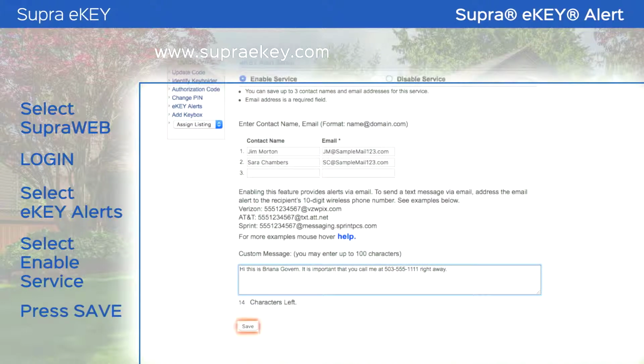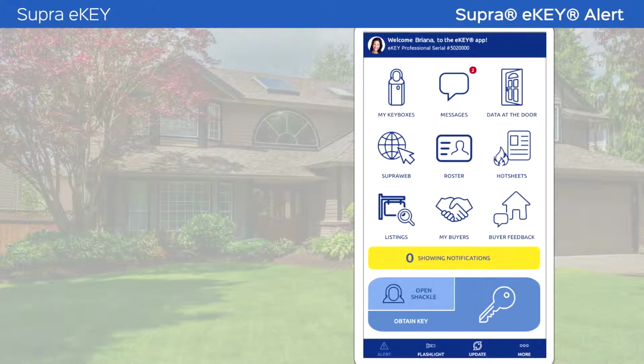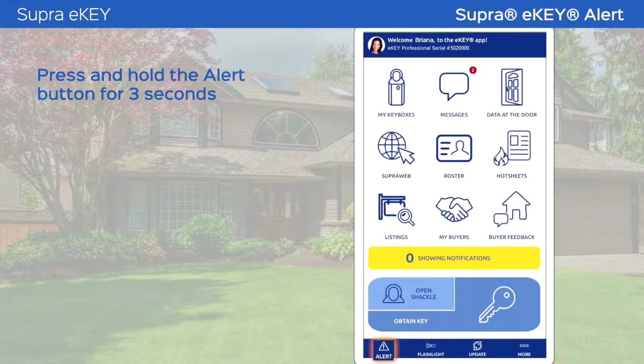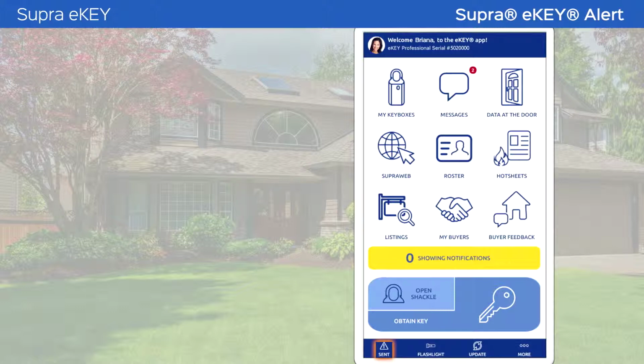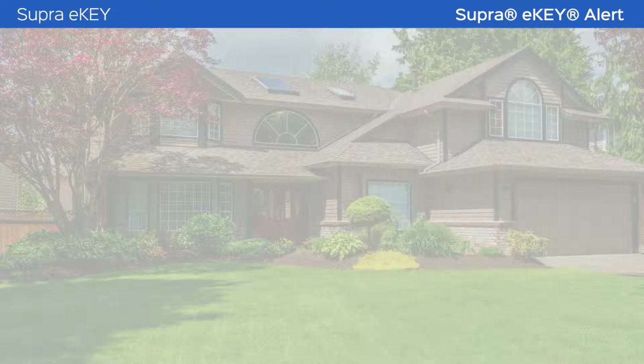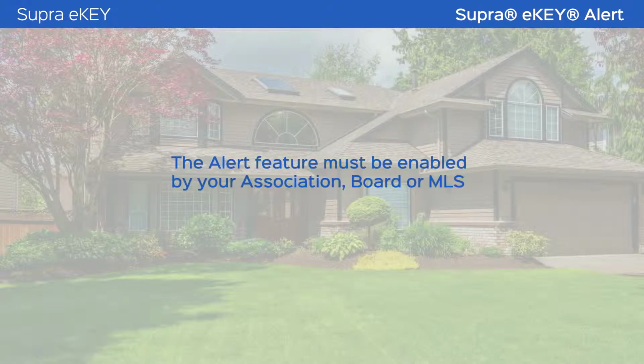Press the Save button. Once you have completed this setup, the Alert button is active and ready for use. Now, anytime you want to send an alert notification, press and hold the Alert button for 3 seconds. The message you entered is sent to your contacts. This feature must first be enabled by your association, board, or MLS.